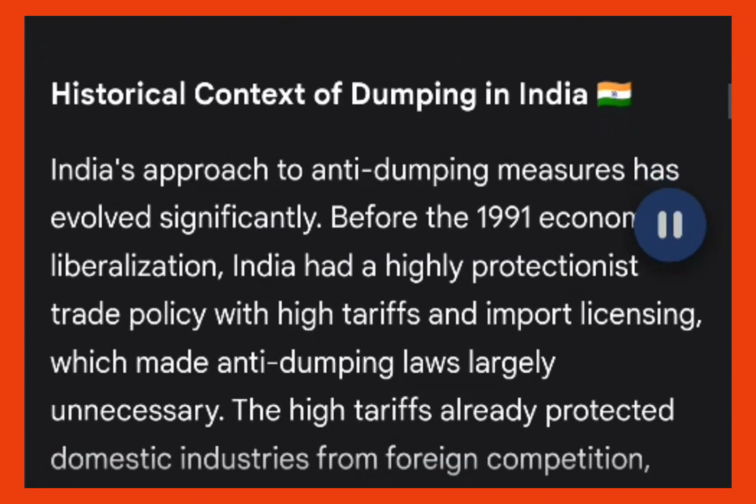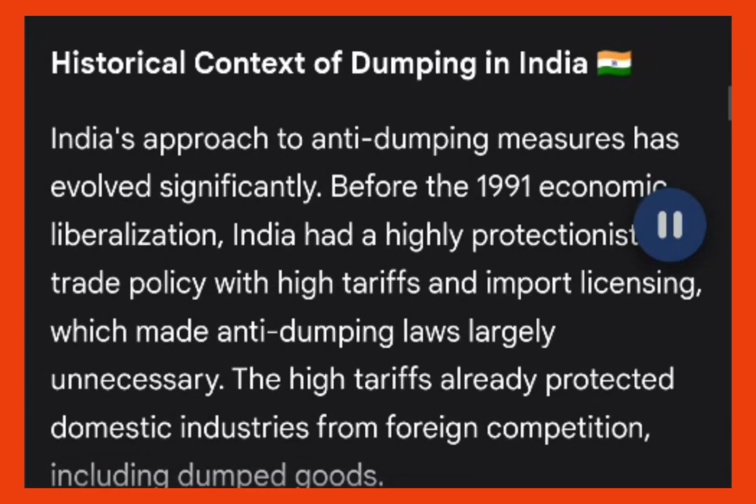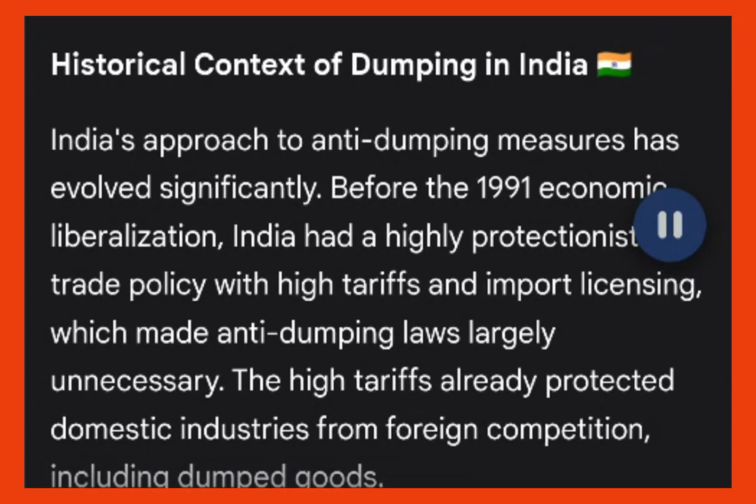Historical context of dumping in India. India's approach to anti-dumping measures has evolved significantly. Before the 1991 economic liberalization, India had a highly protectionist trade policy with high tariffs and import licensing, which made anti-dumping laws largely unnecessary. The high tariffs already protected domestic industries from foreign competition, including dumped goods.